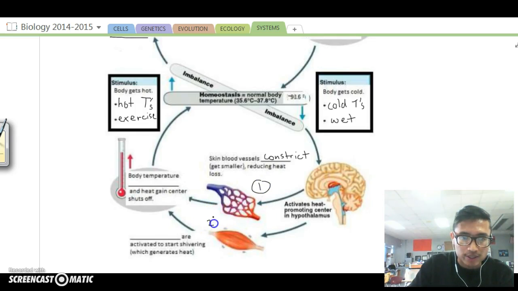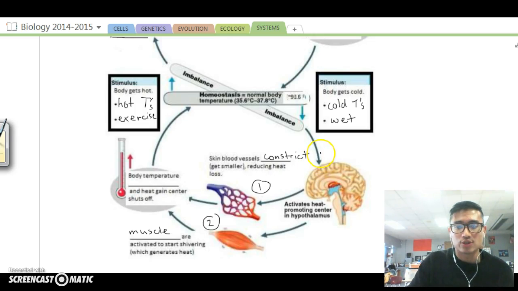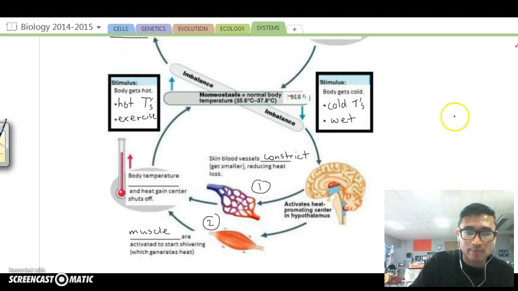Our other response, I don't know if you guys recognize that tissue right there, but that's actually muscle tissue. Now, when you guys are cold, like you guys are probably going to be later today, right? Because the temperature is going to drop. Your muscles start to do something very funny. They start to shiver, okay? When you're in the cold and you start to shiver, what your body is basically doing is trying to generate heat so you don't freeze your butt off, right?